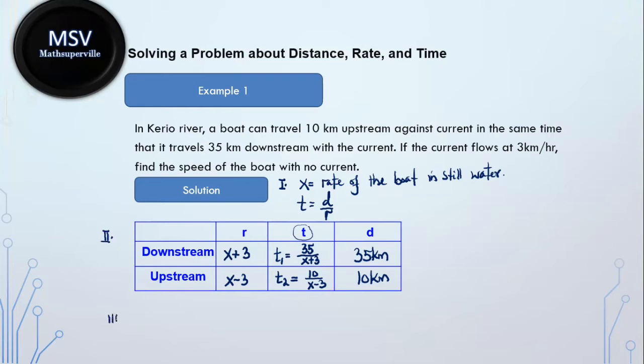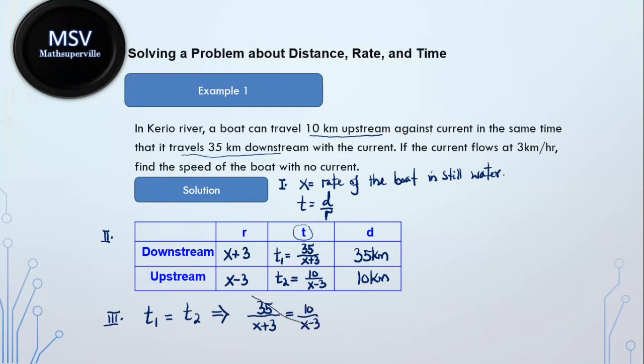The third step is to acknowledge that in the problem, we are told that the time it takes the boat to go a distance of 10 kilometers upstream is the same as the time it takes the boat to travel 35 kilometers downstream. In other words, T1 is equal to T2, which means 35 divided by x plus 3 is equal to 10 divided by x minus 3.